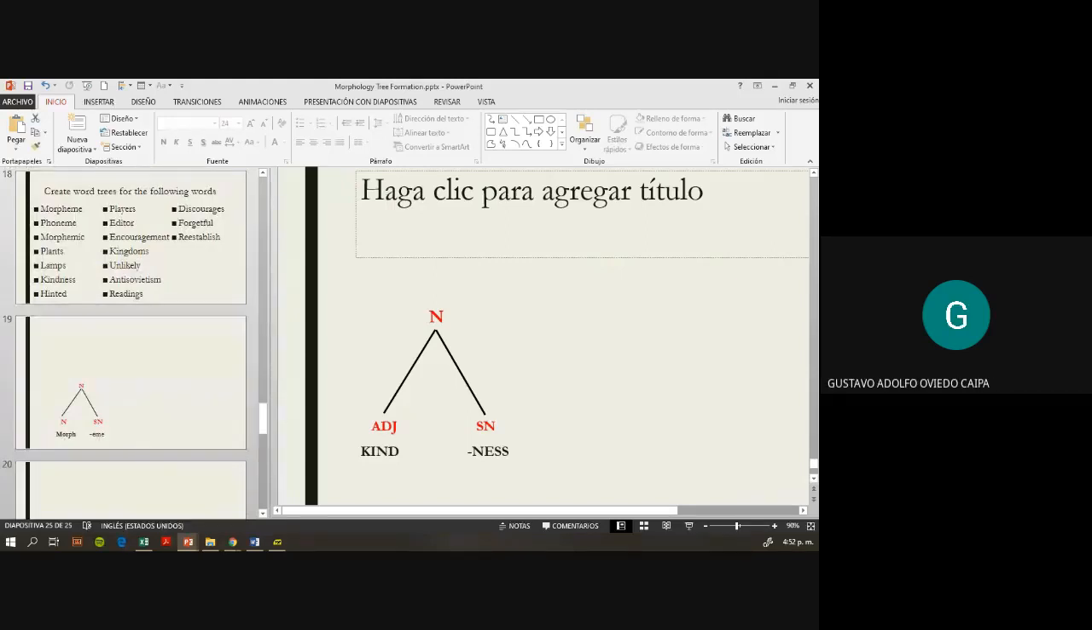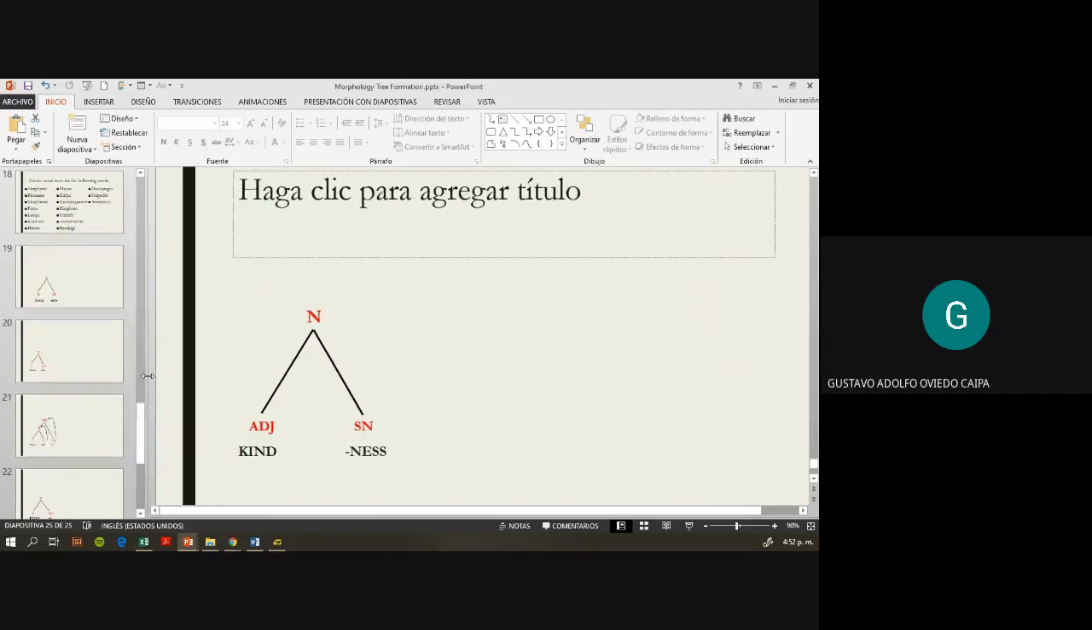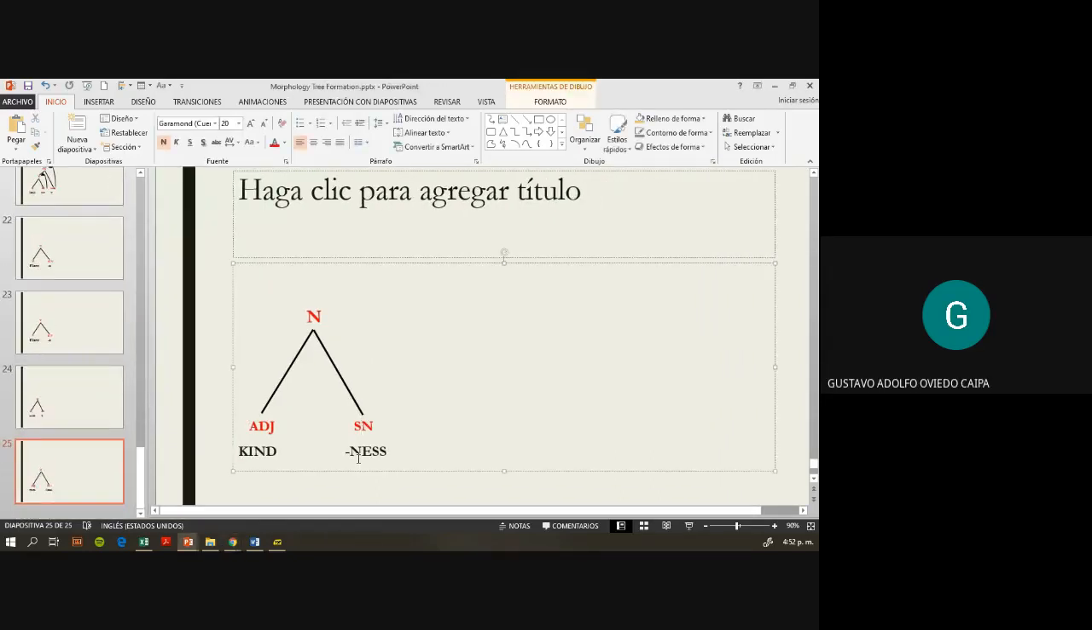Professor. Yes? The inflection and the derivation in the affixes is optional. Yeah. Okay. But I can clarify it. If you need it, I can clarify. This one will be derivational.